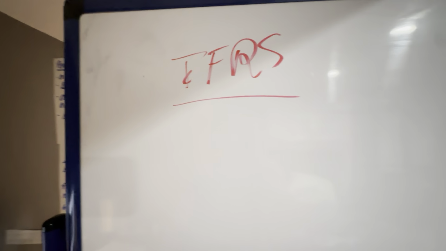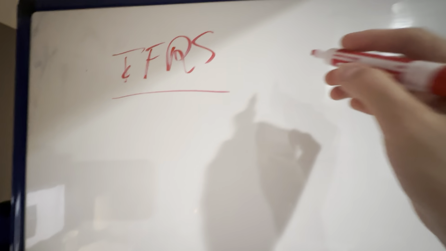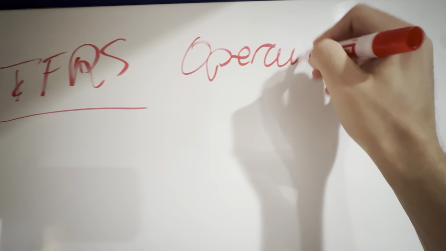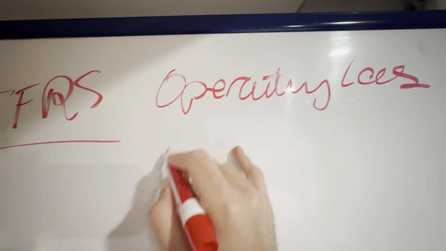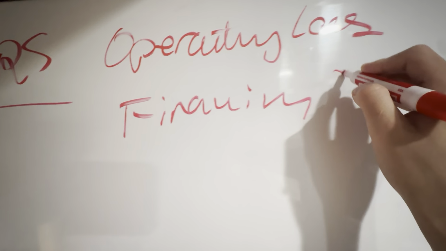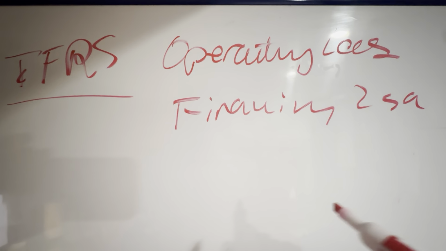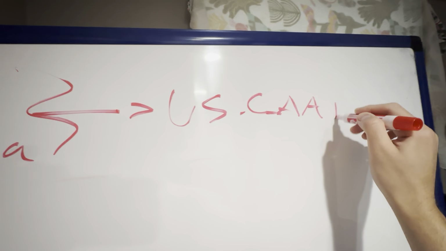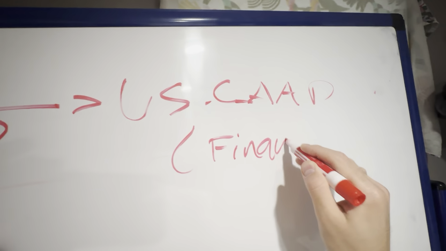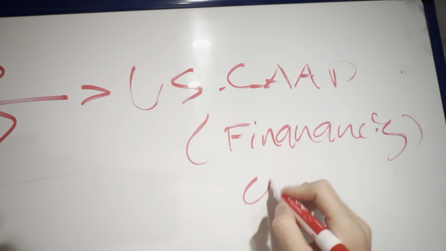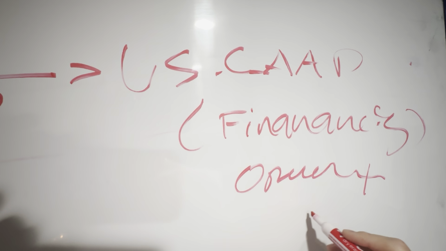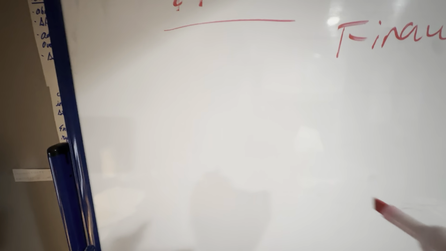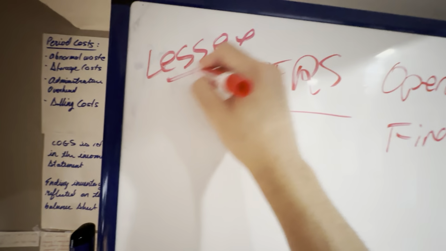Okay, you have IFRS. So IFRS, you have operating leases and financing leases, okay? And then these are treated the same as US GAAP leases for financing only, not operating. So US GAAP operating leases are treated differently, okay? So, here we go. These are lessee, okay? Let's be clear, lessee.